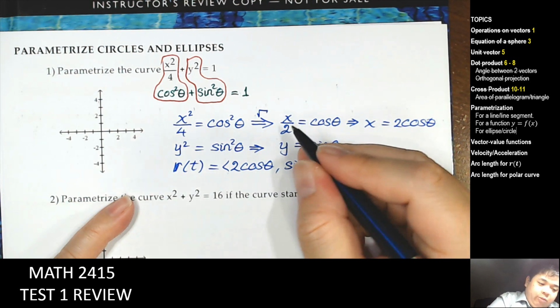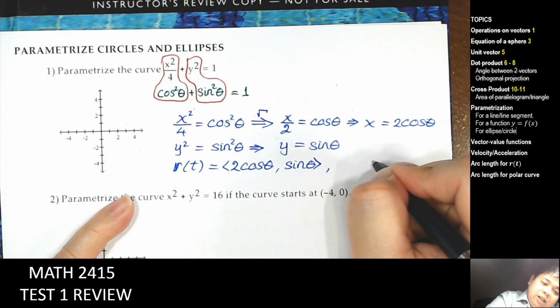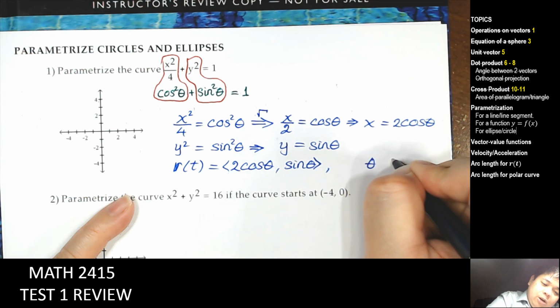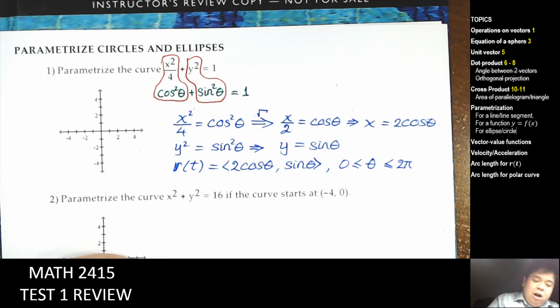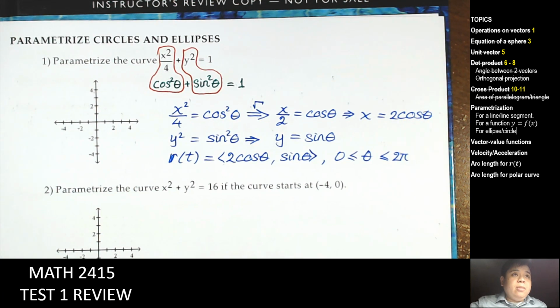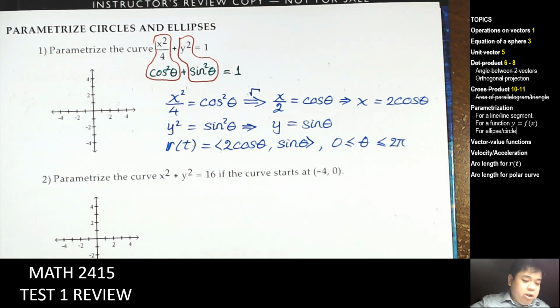And then for standard, it is going from 0 to 2 pi. That is one complete revolution of sine and cosine, one period of sine and cosine. Right. Now let's just sketch this real quick.